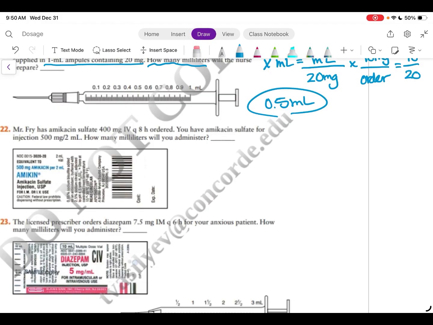All right, number 22, you have an order for Amikin 400. It comes in a 2 milliliter vial that equals 500. How many milliliters will you administer? Right, X mL.